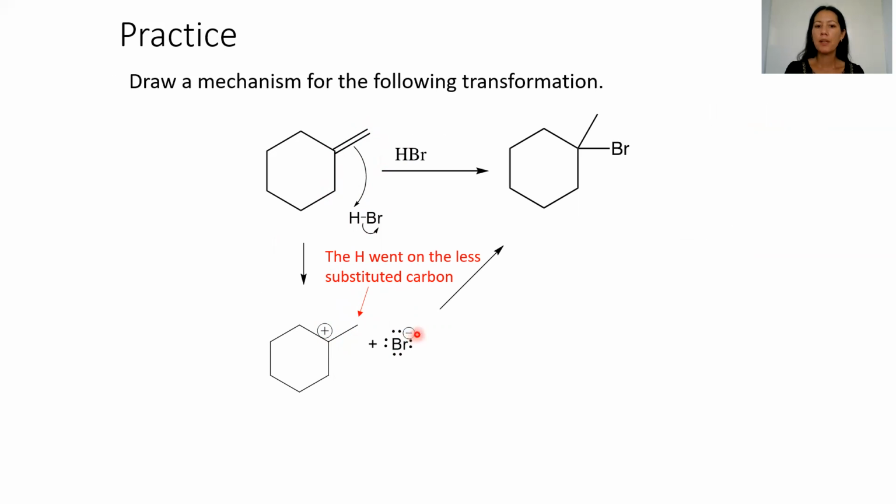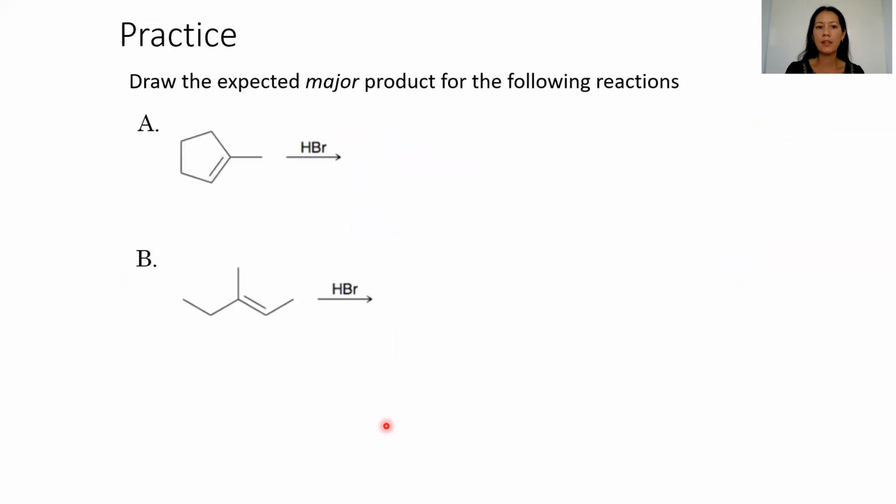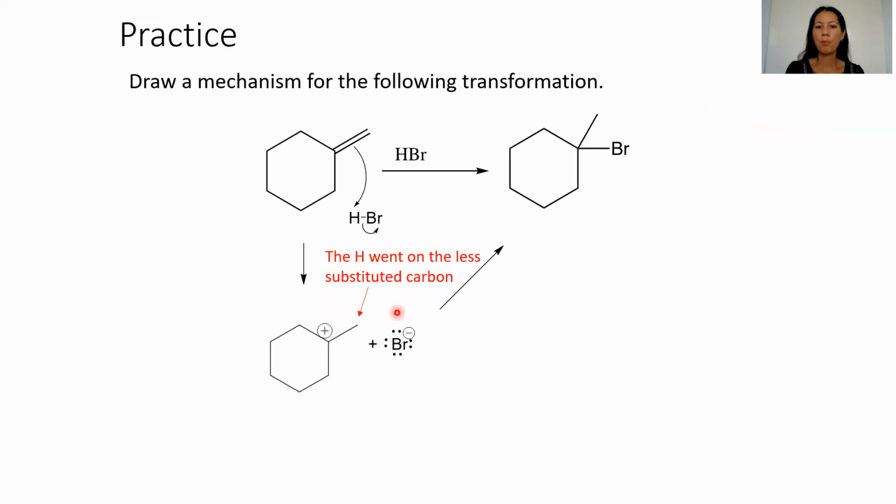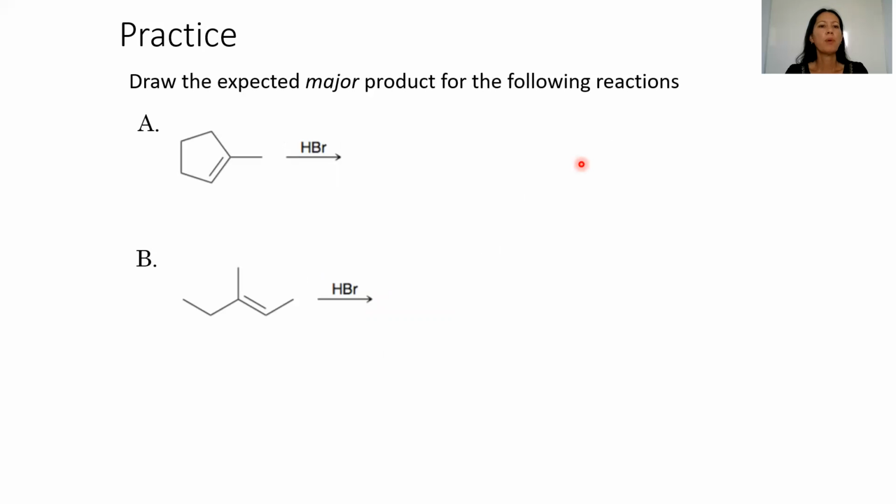The next step is this guy is just going to add in, and sorry, I didn't show, I apologize, but I should have drawn an arrow of this lone pair attacking the carbocation to give the bromo cycloalkane product here. So let's practice a couple. Draw the expected major product. Again, these are going to go through Markovnikov addition. Pause and then unpause and we'll go over it.